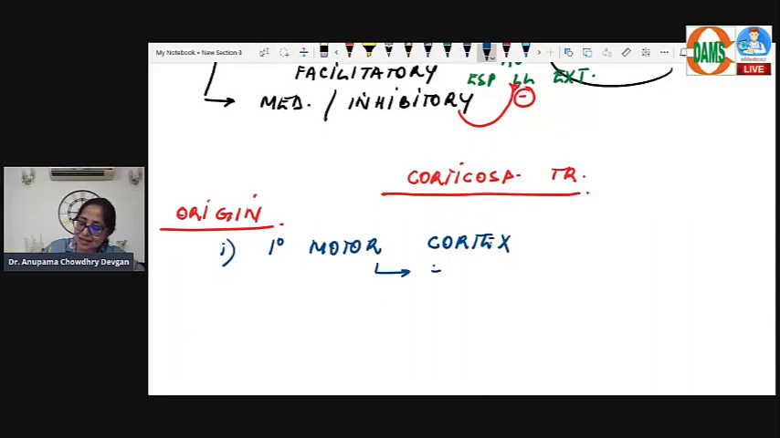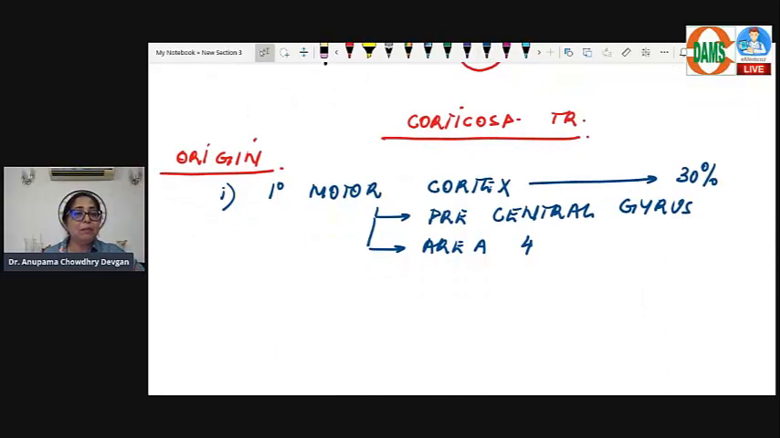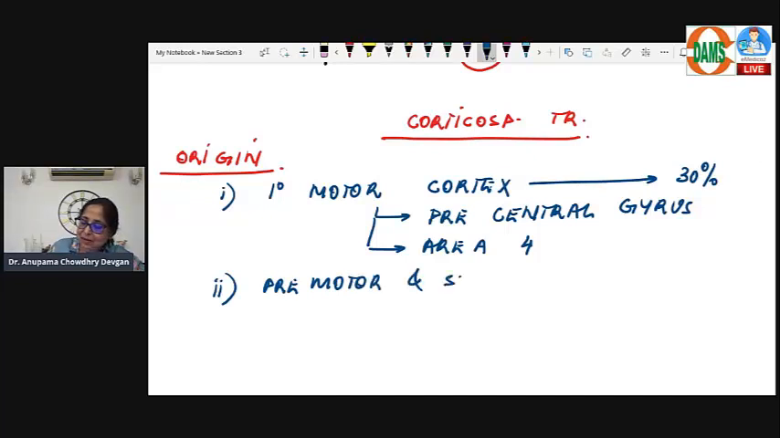Primary motor cortex, this is the precentral gyrus, and this is area 4. Yes? The primary motor cortex will contribute 30% of the fibers. Then you have the premotor and the supplementary motor areas.